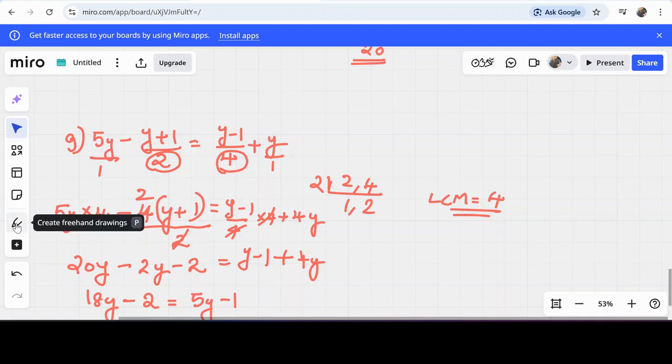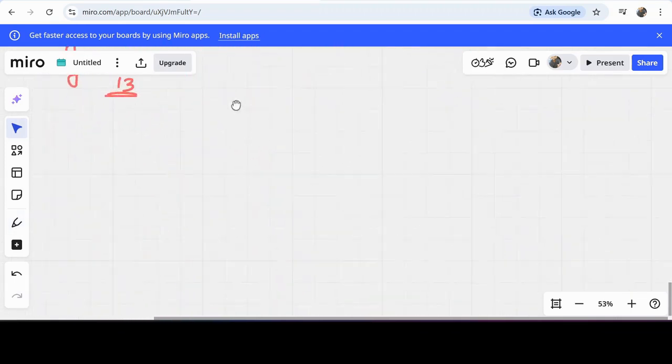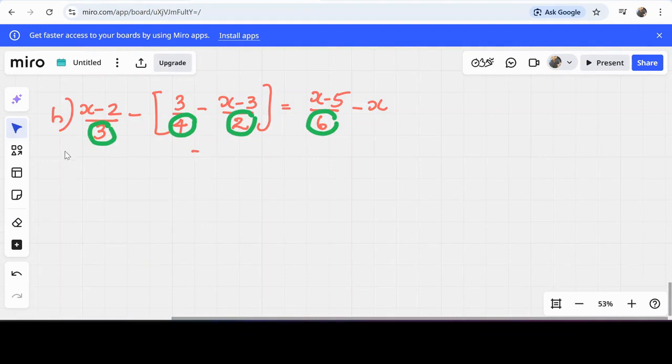Now we can do the next question, which is the last question, which is x minus 2 divided by 3 minus, in bracket, 3 minus 4 minus x minus 3 divided by 2, which is equal to x minus 5 divided by 6 minus x.